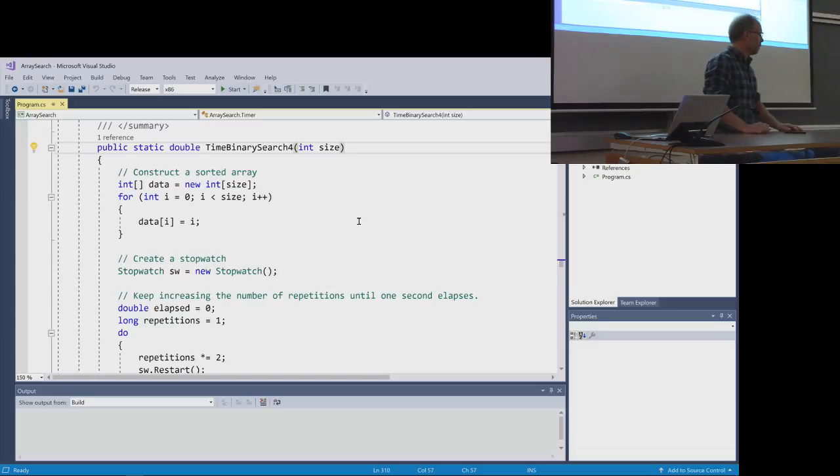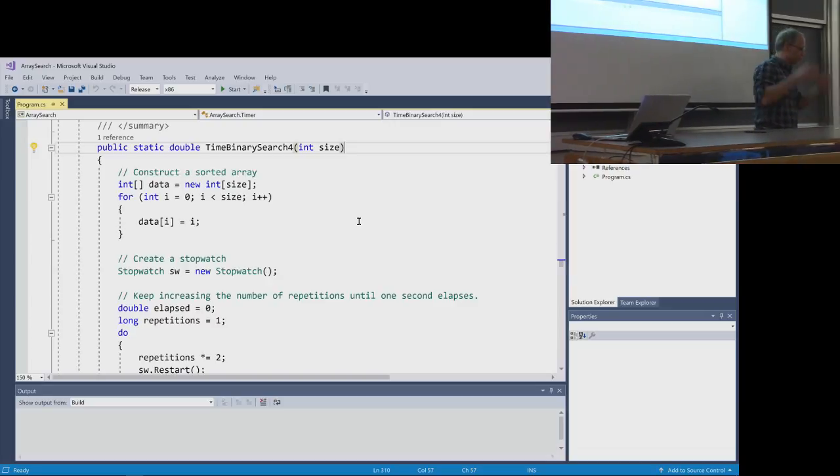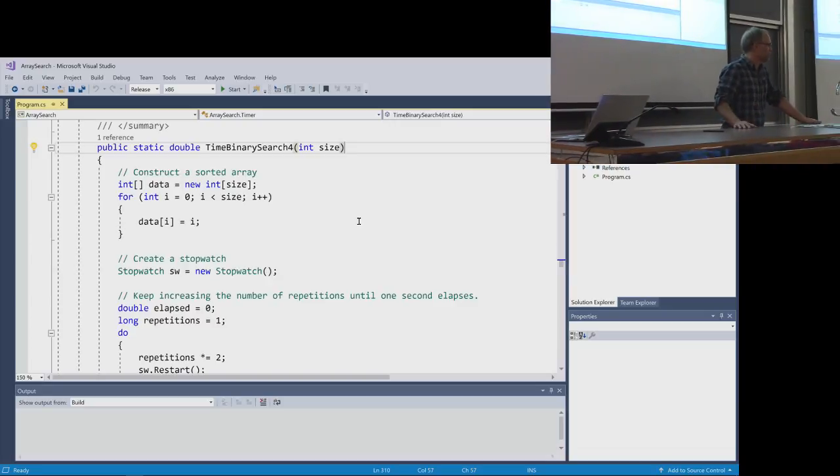If you're trying to time how long it will take binary search on a particular computer when you first turn it on, then that's a different matter. But that's usually not what we care about. We want to get the curve.